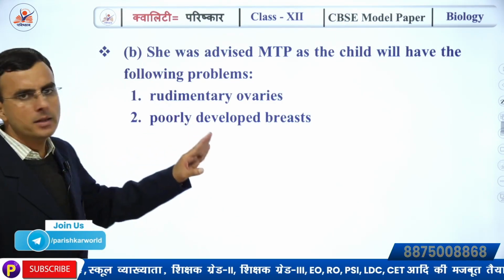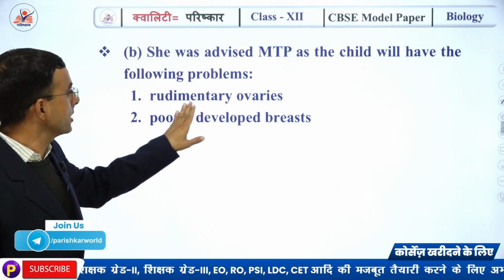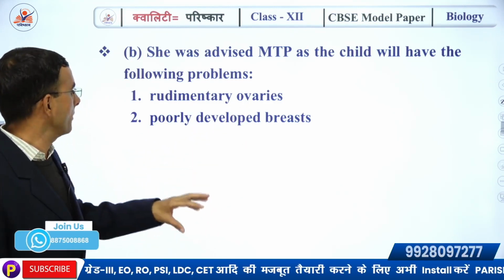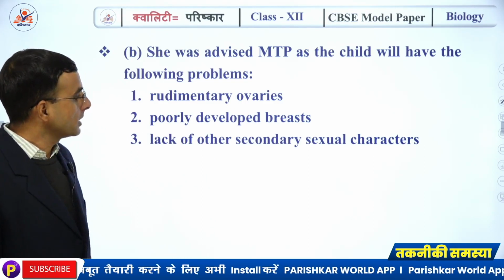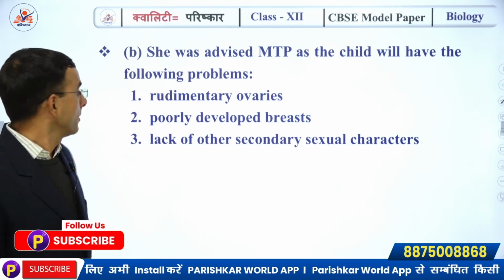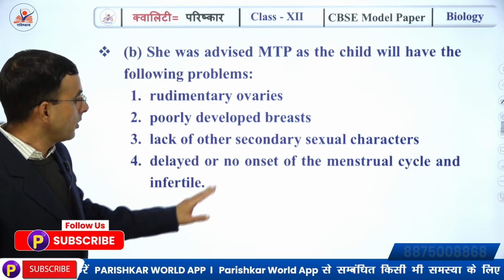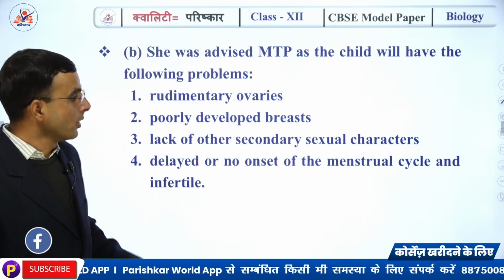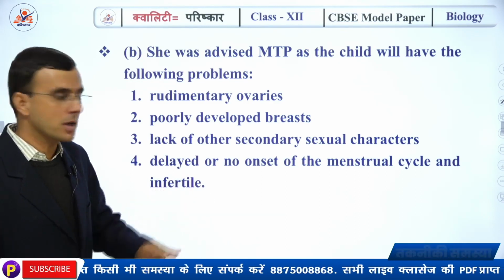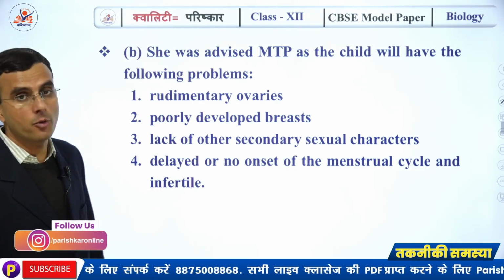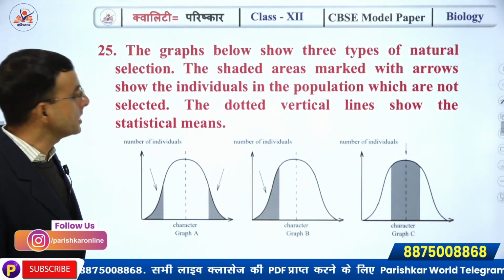So what are the reasons? There are rudimentary ovaries, the ovaries are very much reduced, poorly developed breasts, lack of other secondary sexual characters, they are absent, delay or no onset of the menstruation cycle, or infertility. Because of that reason, the doctor allows that particular lady the MTP. So these are the reasons.